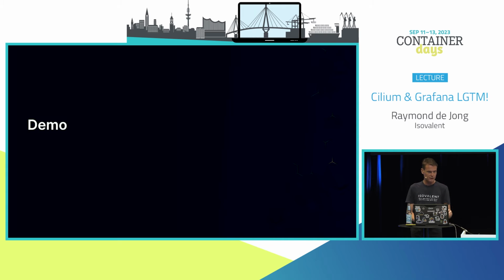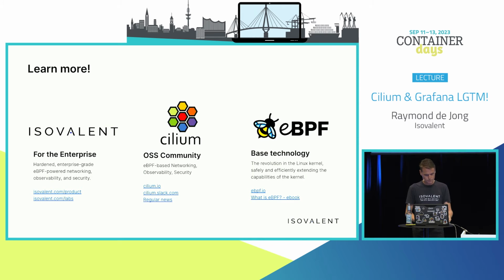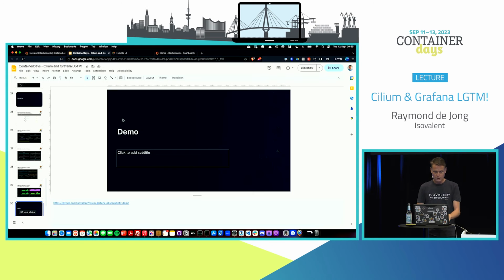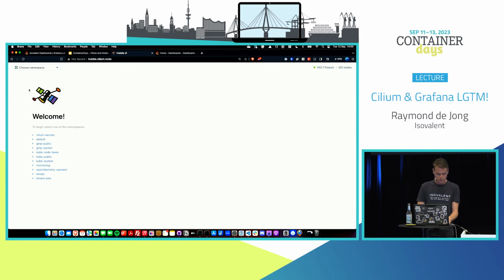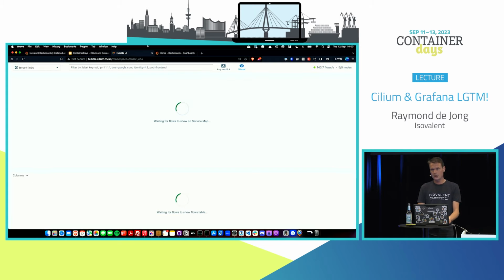Let's move to the demo. I see I have plenty of time, actually, so that's pretty good. What I've done is we have a demo application. Let me quickly show that. So we have a tenant jobs demo application in the tenant jobs namespace.